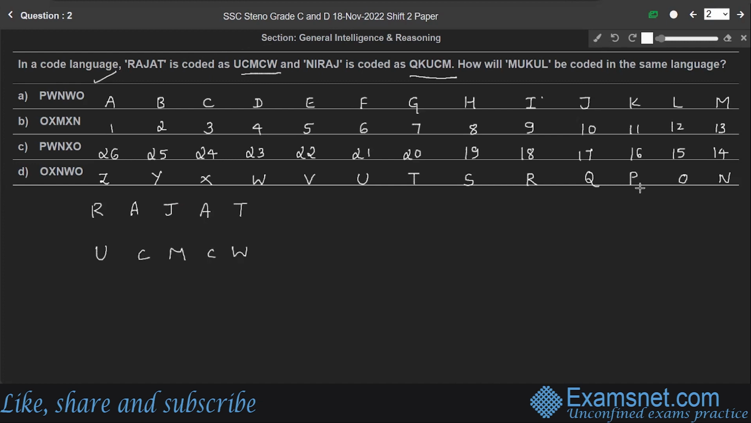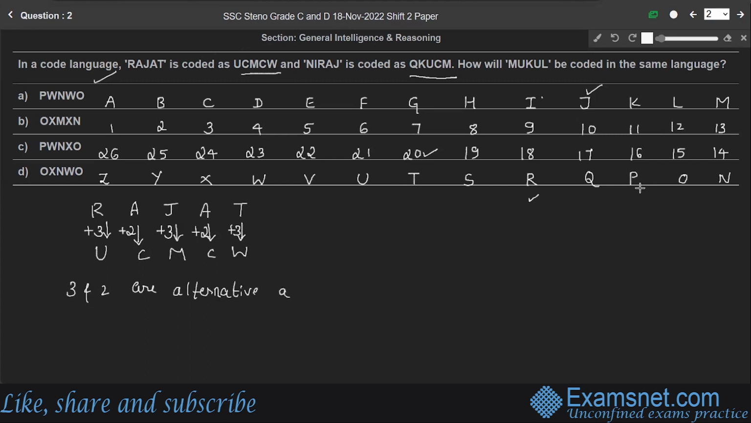Here the positional value of R is 18, and R is coded as U, which is 21. I can write R plus 3 as U. A is 1, C is 3, so 1 plus 2 is 3. A plus 2 is C. Then J is 10, M is 13. Therefore, J plus 3, again add 3. Next, A is coded as C, so A plus 2 is C, add 2. Next we have T. T is 20, W is 23. T plus 3 is W. So 3 and 2 are alternately added.